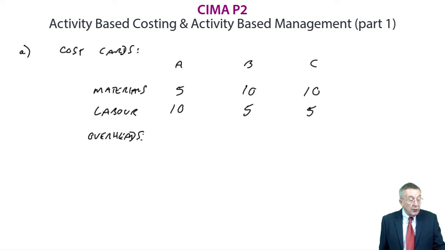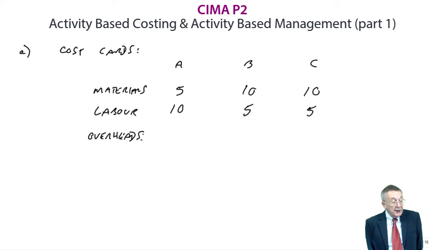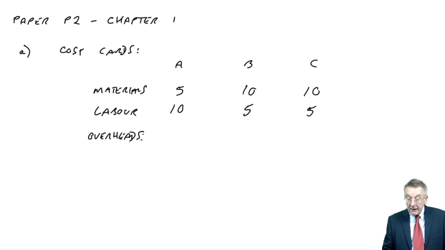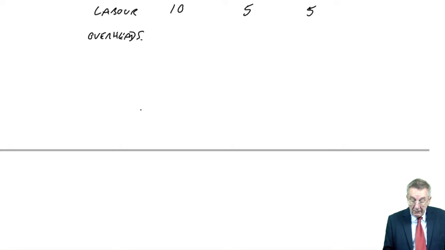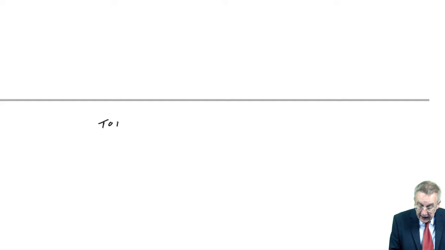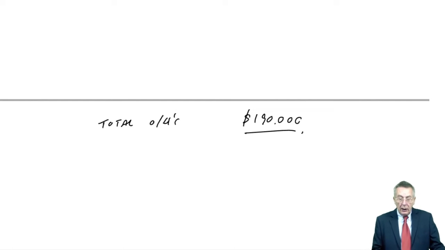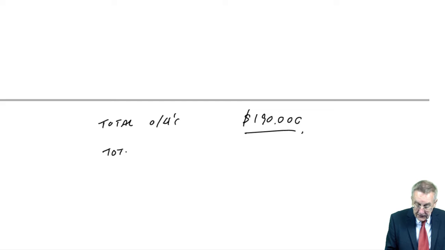The overheads, forget the breakdown for the moment, but it says in total the overheads for the period are 190,000. And again, part A, we're going to absorb the overheads on the basis of labour hours. So I'll jump to my workings and then come back and finish the cost cards. But the total overheads, 190,000. To get overheads per hour, we need the total labour hours.